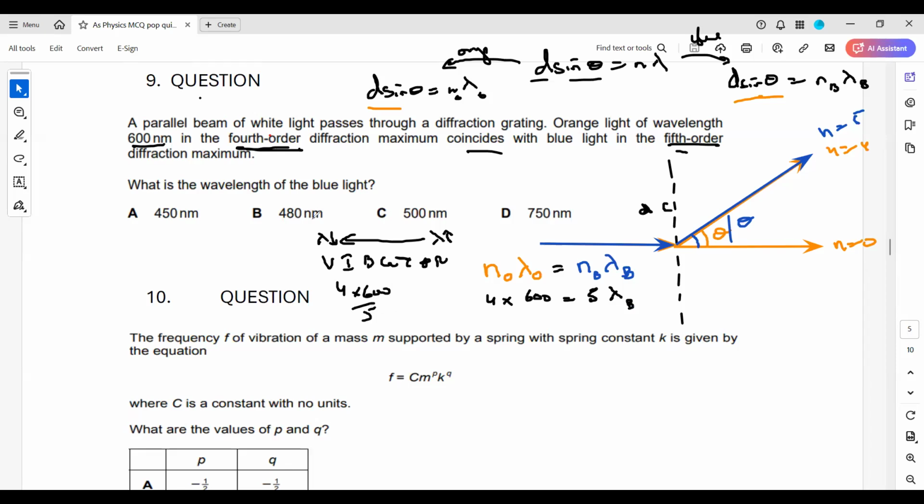What's the answer for this? 4 by 5 of 600 is 480. Okay, so B will be the right answer. Is it clear? Discussion 9.